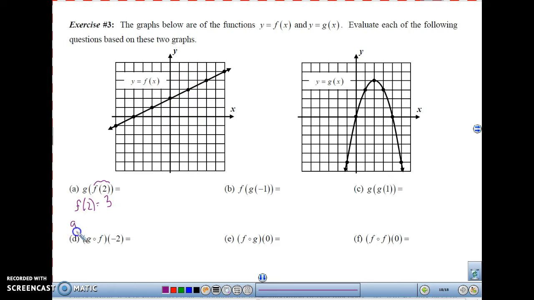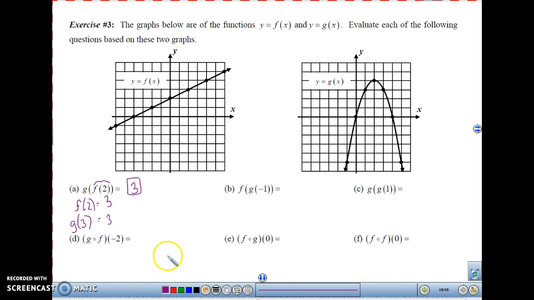Then we want to take that output and make it an input on the g function, so g of 3. So on this graph, the g function, when x is 3, 1, 2, 3, y is 1, 2, 3 as well. So g of f of 2 on this is equal to 3. And that's your final answer.